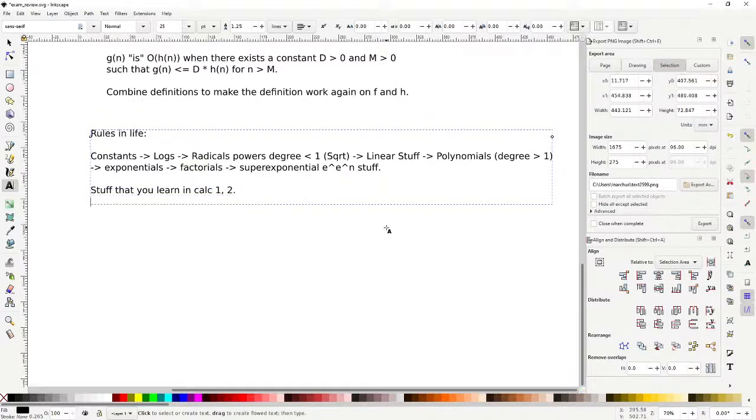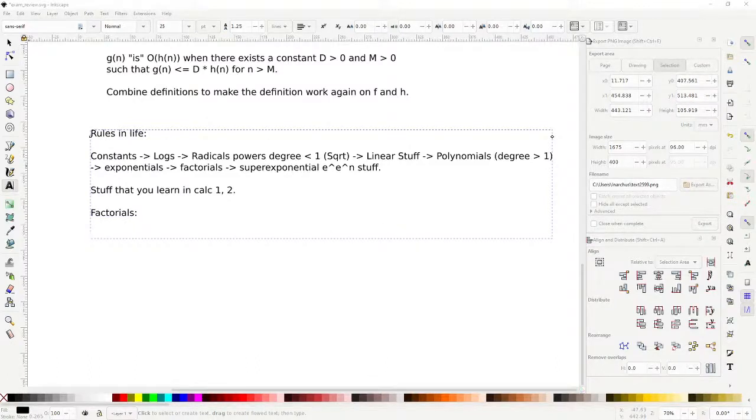Factorials, there's a useful approximation for factorials, and that's called Stirling's approximation. And basically, Stirling's approximation says that, let's see, 1 over square root of 2 pi n times n to the n divided by e to the n is approximately n factorial.